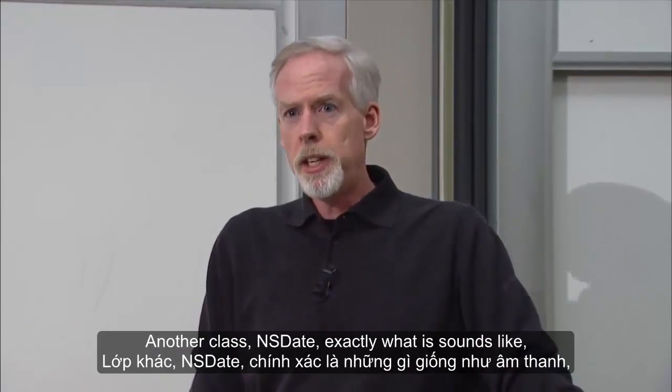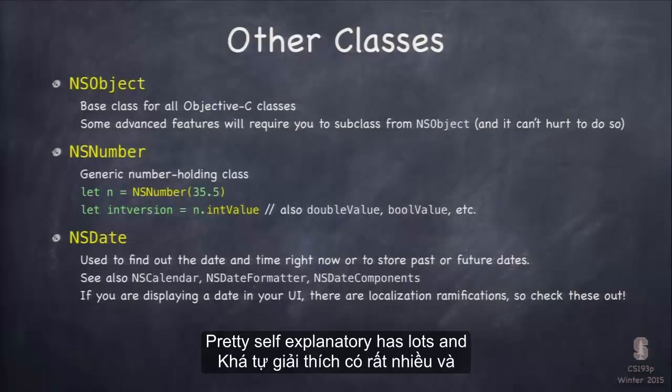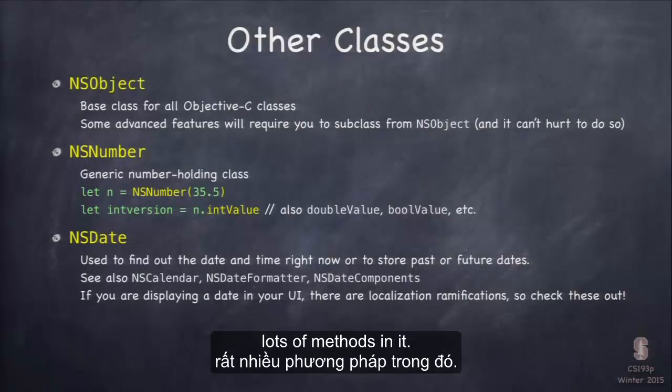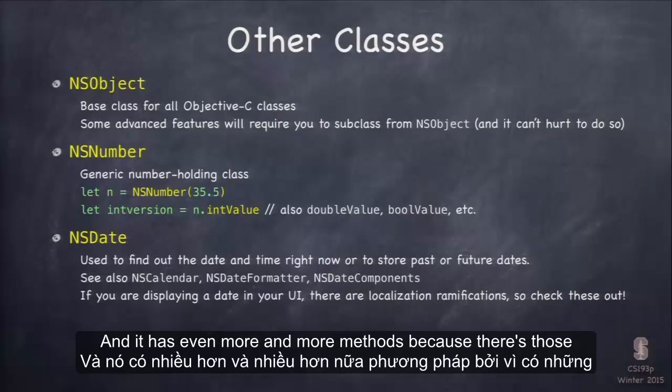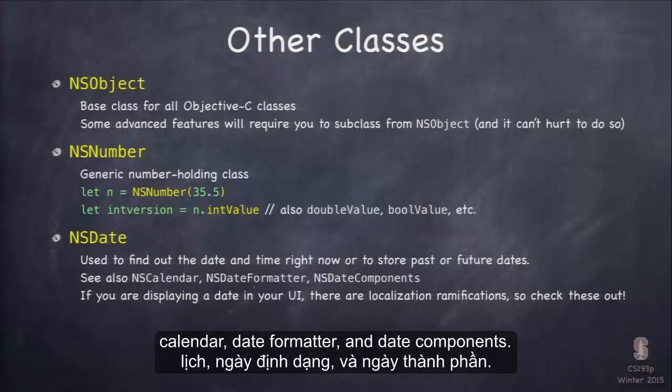Another class, NSDate, exactly what it sounds like, stores a date, and lets you get the current date and time too. Pretty self-explanatory, it has lots and lots of methods in it. And it has even more methods because there are those three other classes mentioned here: Calendar, DateFormatter, and DateComponents.